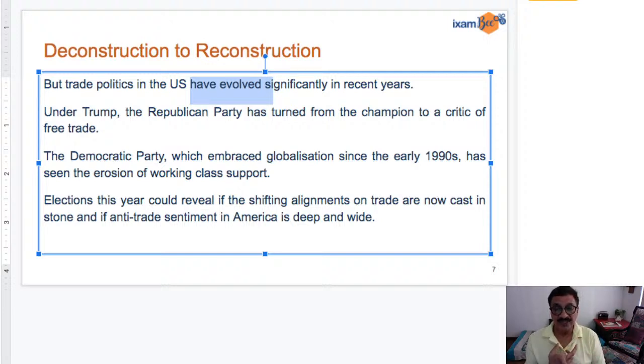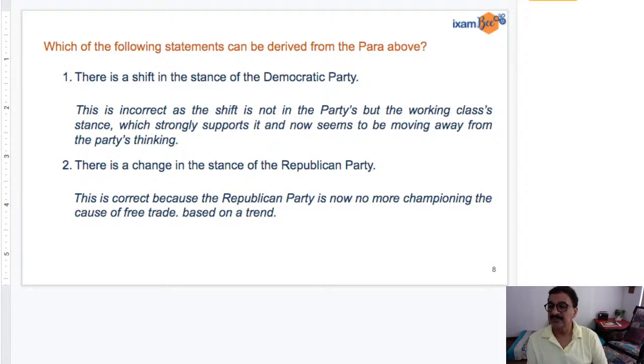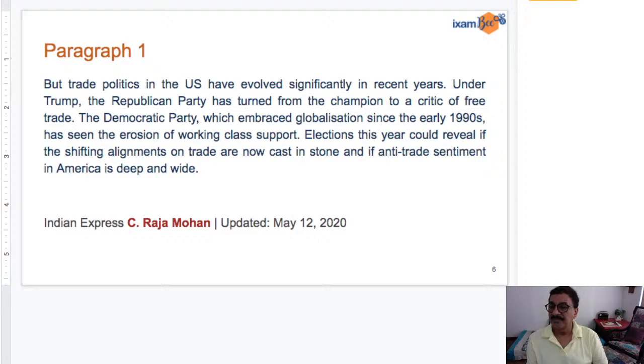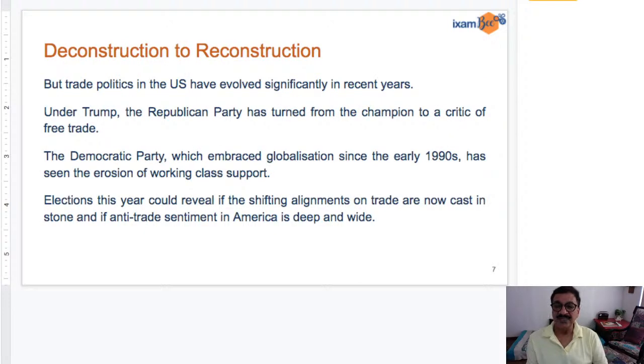We are talking of trade politics in the US. The next para says, under Trump, the Republican Party has turned from the champion to a critic of free trade. You see, in the first sentence we talked about trade politics. Thereafter, we are coming directly to Trump and the Republican Party. Obviously, it follows here that Trump belongs to the Republican Party.